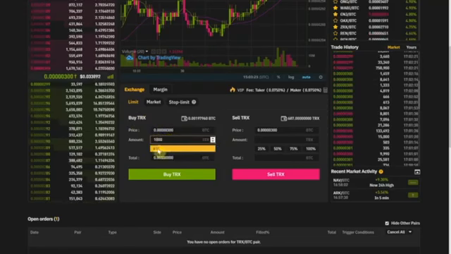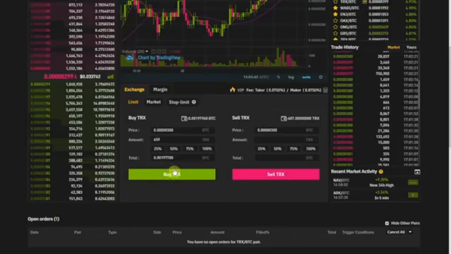I don't have enough BTC to buy 1000 TRX, but you can also use the percentages. So let's say I wanted to buy 100% of all my BTC holdings, which are here. You just click 100% and you buy at 300.